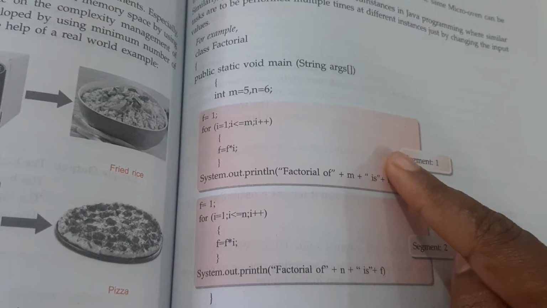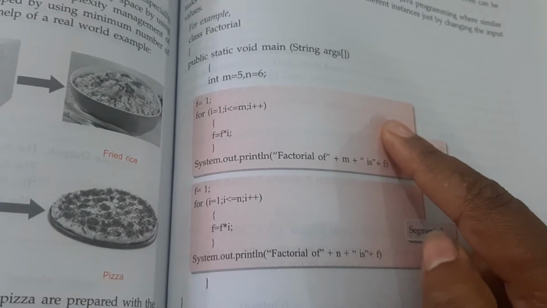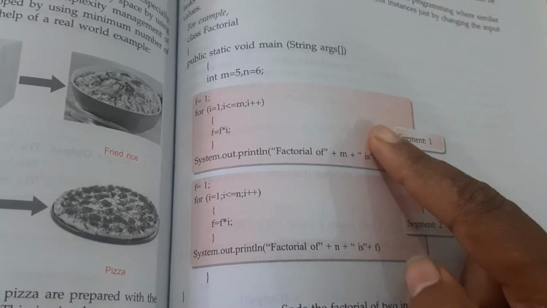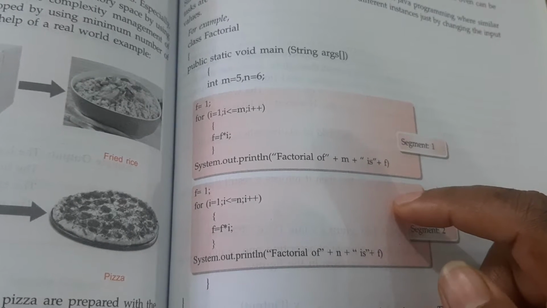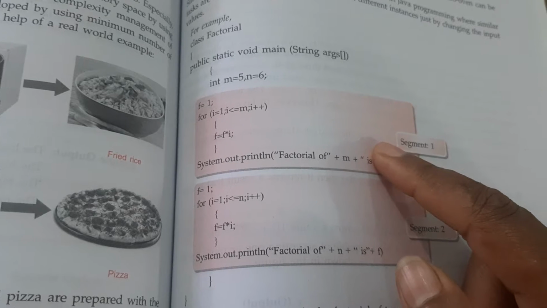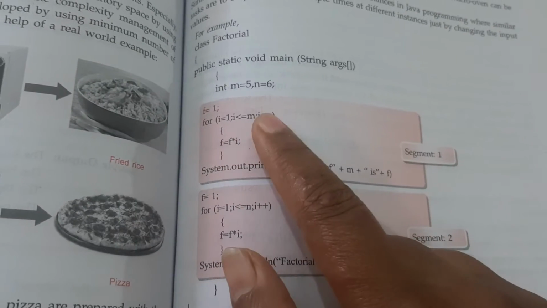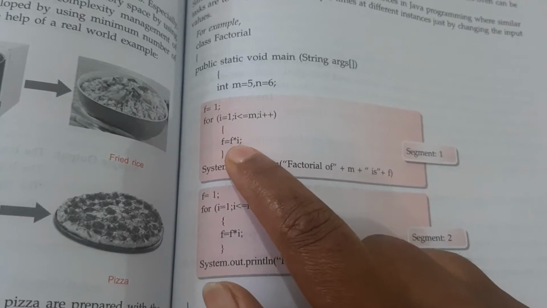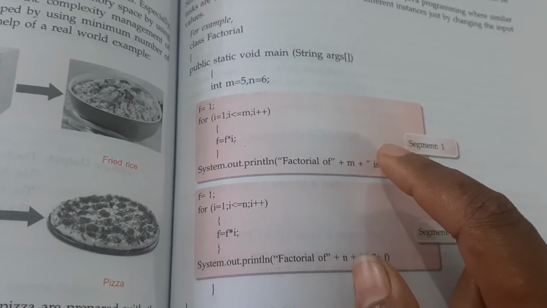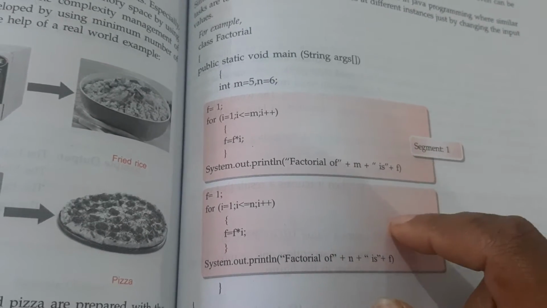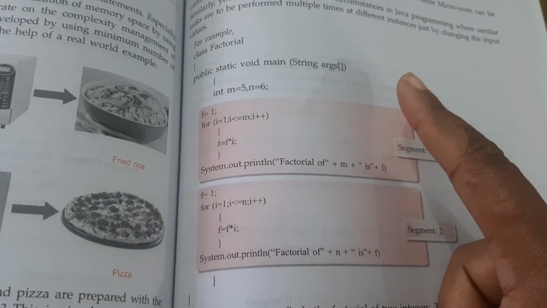Now in the first one, both are displaying the same thing. Here we are using the m value, here we are using the n value, and both are calculating the same type of factorial values. This is a factorial process where we have the for loop and the formula in order to find the factorial number. If the program can be solved with one method, we don't have to use two methods, because when you use two methods, your program becomes longer.